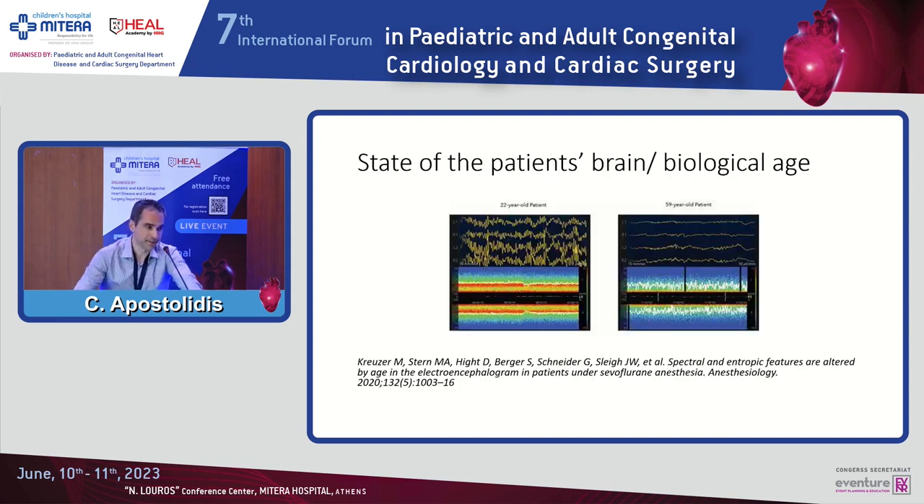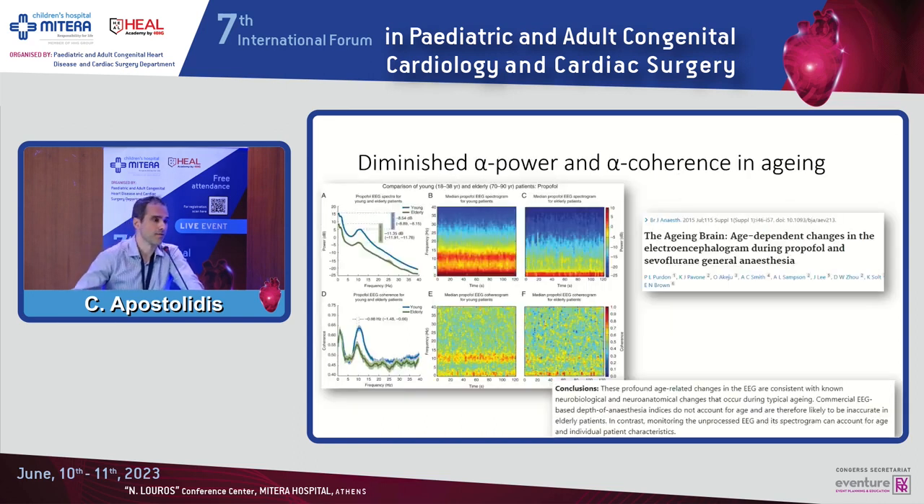Now, we can titrate our anesthetics according to the patient's biological age. So you can see on the left, you have a young patient, a 22-year-old patient. On the right, you have a 59-year-old patient with quite an aged brain. So you see there is diminished alpha power, which is the mainstay of aging on the brain. We have diminished alpha power, you see.